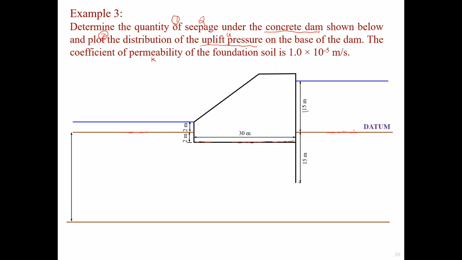Again, after we label the dimensions, we put the datum. The datum normally just aligns with the ground surface downstream, because that's easy for calculation. So for this case, the water head upstream is 50 meters, and the water head downstream is 50 meters.